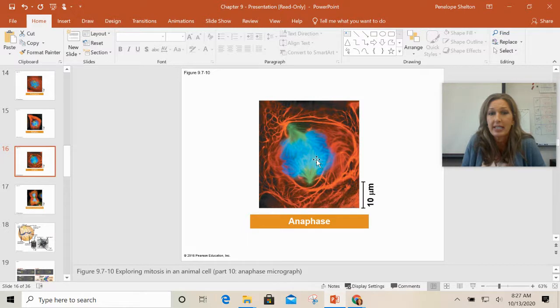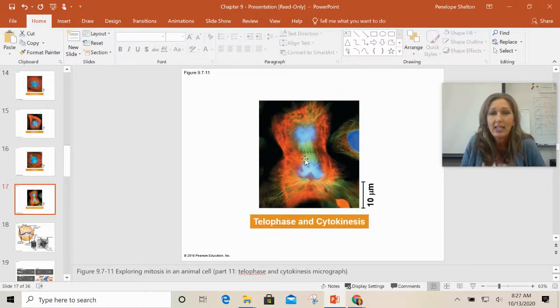Now what I can start to see is anaphase. With anaphase, I'm seeing the movement of the chromatids moving away from each other to opposite poles. Then I have my telophase, where I'm starting to see this division of the cell and my chromosomes starting to condense back into chromatin. So this is my telophase and the beginning of cytokinesis.